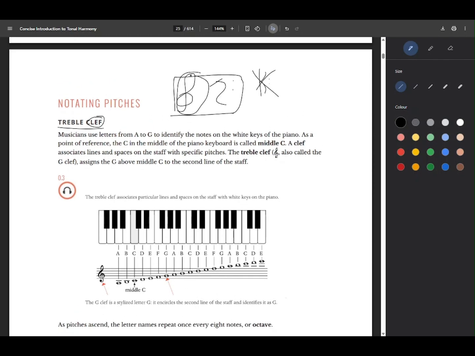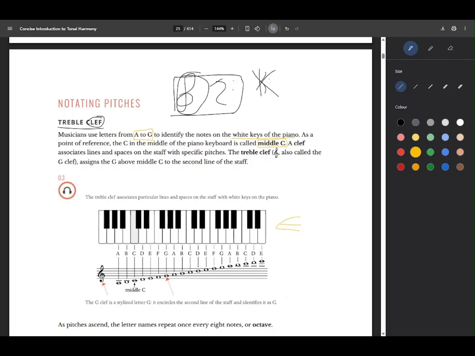First, we're going to start with this one, our treble clef. I'm just going to read what the book has here. Musicians use letters A to G to identify notes on the white keys of the piano. So we see down here we have a piano. As a point of reference, the C in the middle of the piano keyboard is called middle C. So we'll identify that.